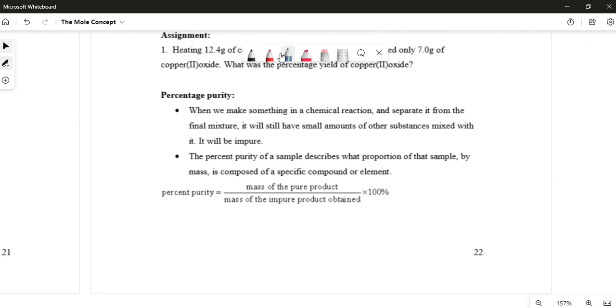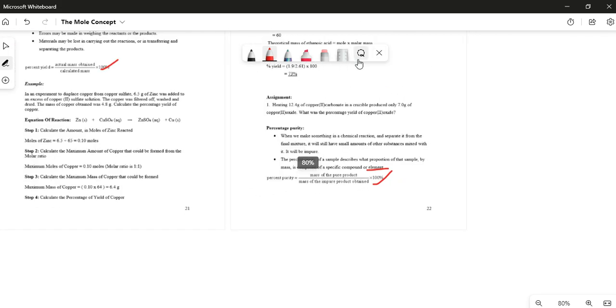Percentage purity is when we make something in a chemical reaction and separate it from the final mixture, it can still have some amount of other substance mixed with it. It might be impure. The percentage purity of a substance describes what proportion of that sample by mass is composed of the specific compound or element. So what you do is the mass of the pure product over the mass of the impure product obtained, times 100, and that will give you your percentage purity.